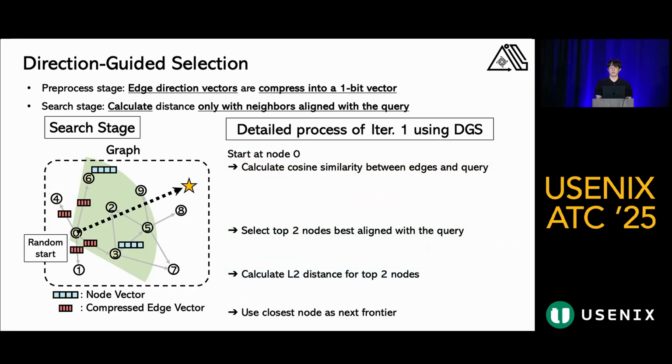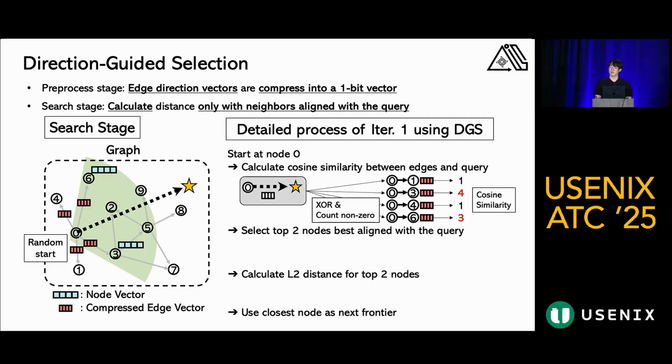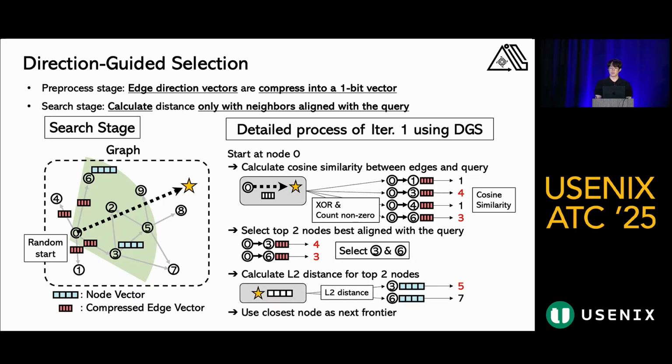Giving a little bit more detail in each step, to calculate cosine similarity using compressed edge vectors, which is a small red vector, we first make a 1-bit direction vector pointing from current node 0 to the query, and use bitwise XOR operation and counting non-zero values, we calculate the approximate cosine similarity. Next, to select the best aligned nodes, we sort these cosine similarities and find the highest scoring edges. After that, for the selected promising nodes, we load the full node vector, which is the long light blue vector, to calculate the precise L2 distance. And finally, finding the closest node.